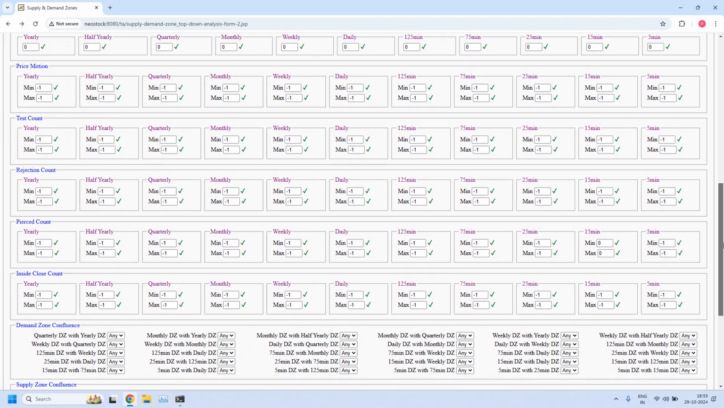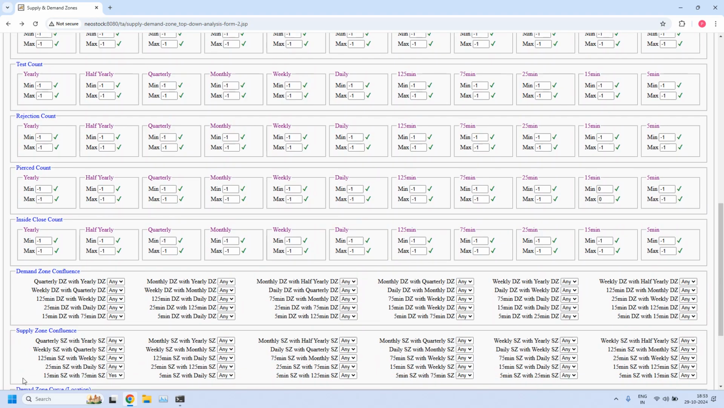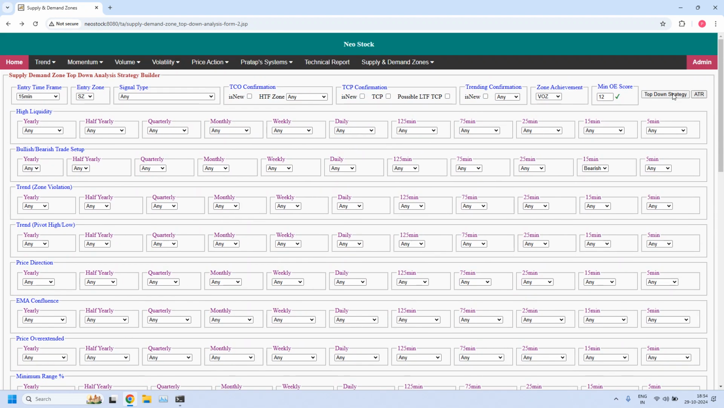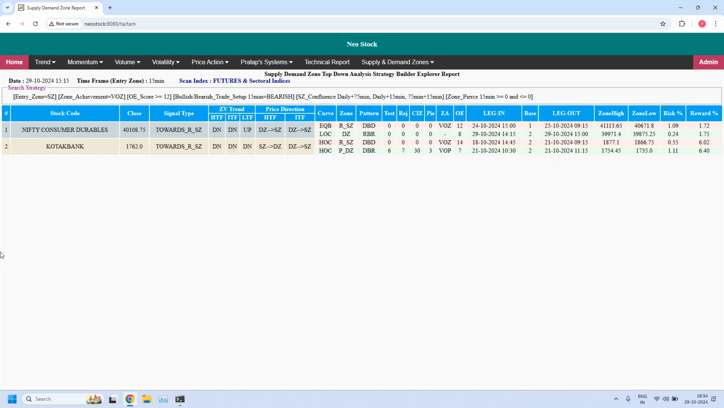So we need to set 2 more filters. Already out of 3, 1 filter is enabled. That is 15-minute supply zone with 75-minute supply zone. 2 more filters: 15-minute supply zone with daily supply zone confluence, 75-minute supply zone with daily supply zone confluence. With all the 3 LTF, ITF, HTF confluence, we got 2 stocks. In these 2 stocks, the 15-minute supply zone is part of the 75-minute supply zone. Both together again part of the daily supply zone. And both the stocks are having a downtrend, the HTF, that is daily trend.